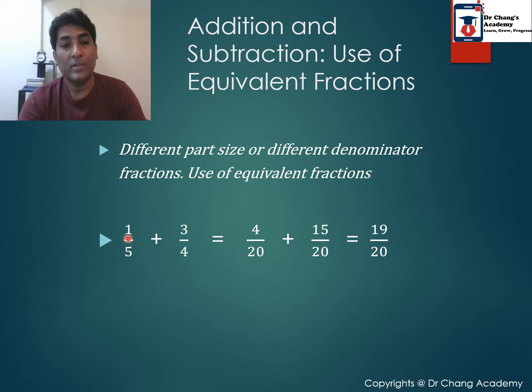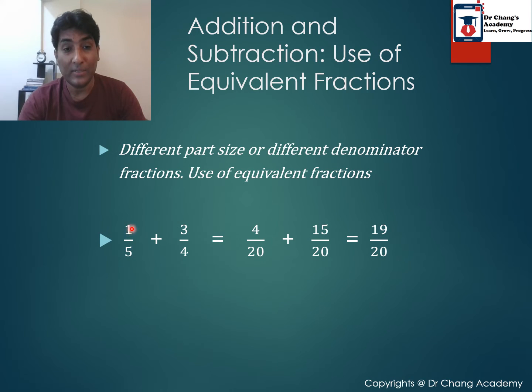But then we have to raise the numerator in the same ratio. So 5 was raised 4 times, became 20. So we raise 1 4 times, it becomes 4. And 4 was raised 5 times, became 20. So we raise 3 5 times, it becomes 15. Right? Now they are equal in value, that's why we call them equivalent fractions.